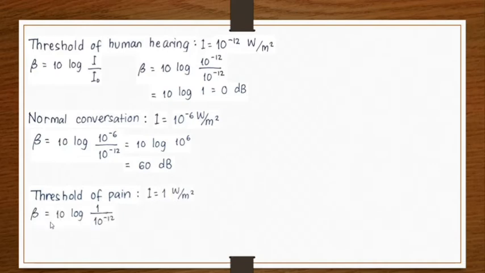And if you want to state it in decibel, then it will be 10 times the log of 1 over 10 to the power of minus 12. It is equal to 10 times the log of 10 to the 12. It is equal to 120 decibels.